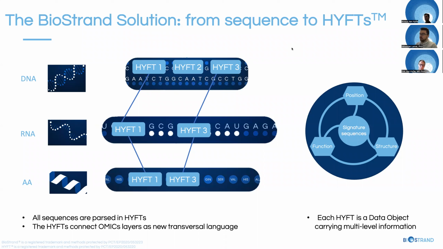To bring a little bit of context, Hyfte patterns are a technology that encompasses a data structure that we found in all amino acid sequences, RNA sequences, and DNA sequences. These different Hyfte connect all the different omics layers as a new transversal language and encompass different information on function, position, and structure. And so we use that as the core of the indexing solution.